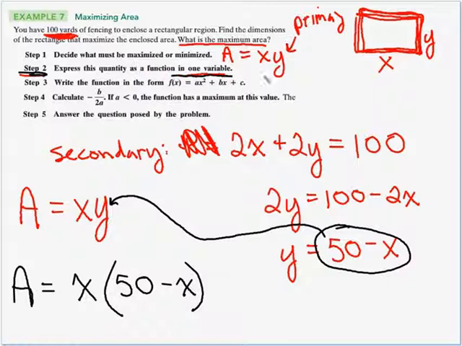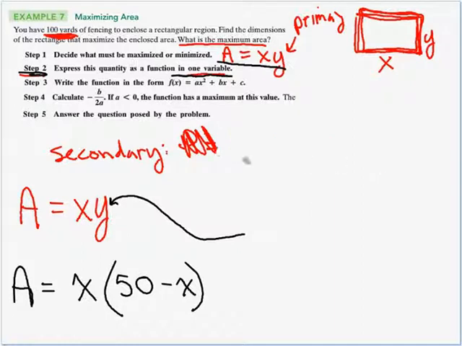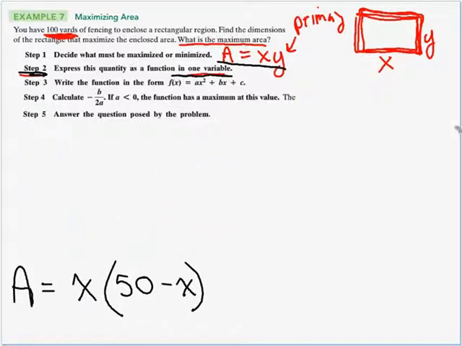Again, in calculus, you'll hear primary and secondary equation. Primary, that's what we want to maximize or minimize. The secondary is just another equation that we can use to get our primary down to one variable. So now we're down to just x's. All right, what's the next step?